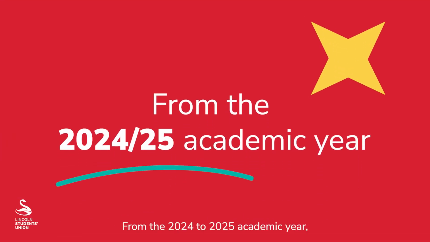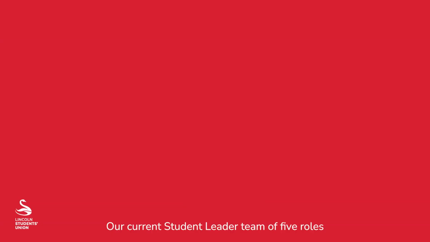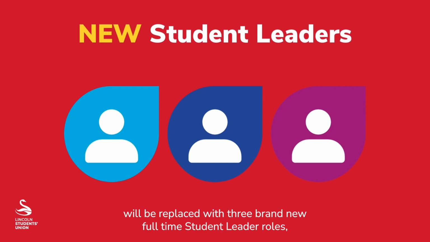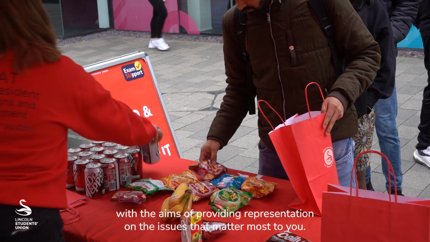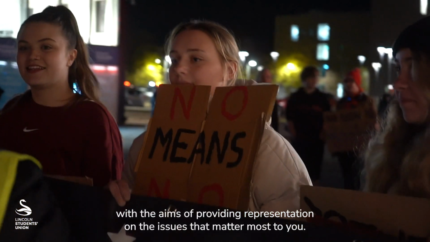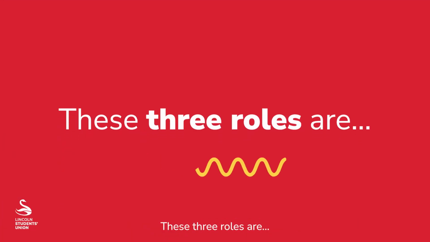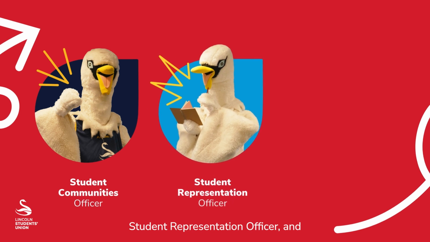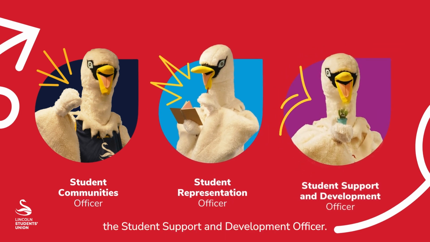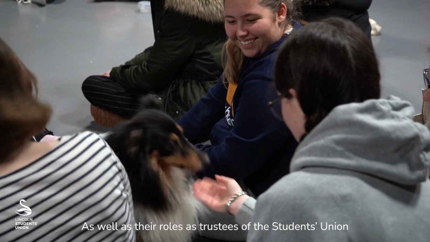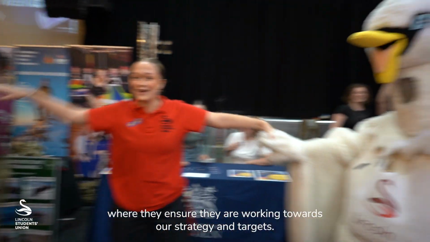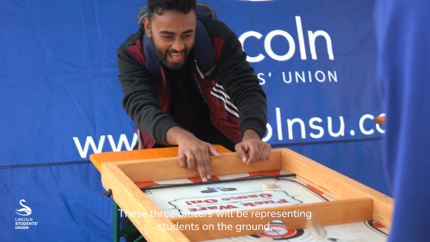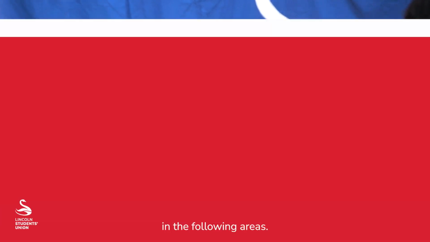From the 2024 to 2025 academic year, our current student leader team of 5 roles will be replaced with 3 brand new full-time student leader roles, with the aims of providing representation on the issues that matter most to you. These 3 roles are Student Communities Officer, Student Representation Officer, and the Student Support and Development Officer, as well as their roles as trustees of the Students' Union, where they ensure they are working towards our strategy and targets. These 3 officers will be representing students on the ground in the following areas.